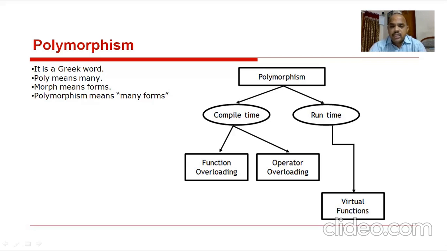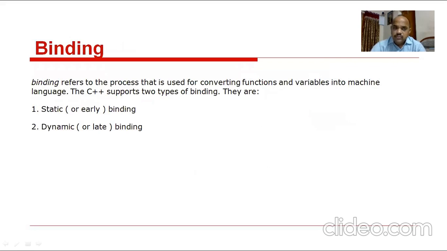Here then what are the examples of compile time polymorphism? Here function overloading and operator overloading. So what is an example of runtime polymorphism? Virtual functions. This is the most important concept in the fourth unit. Already we discussed in the third unit virtual functions, virtual base classes, abstract base classes. Then same concepts we will learn in the fourth unit. So examples for runtime polymorphism is virtual functions.